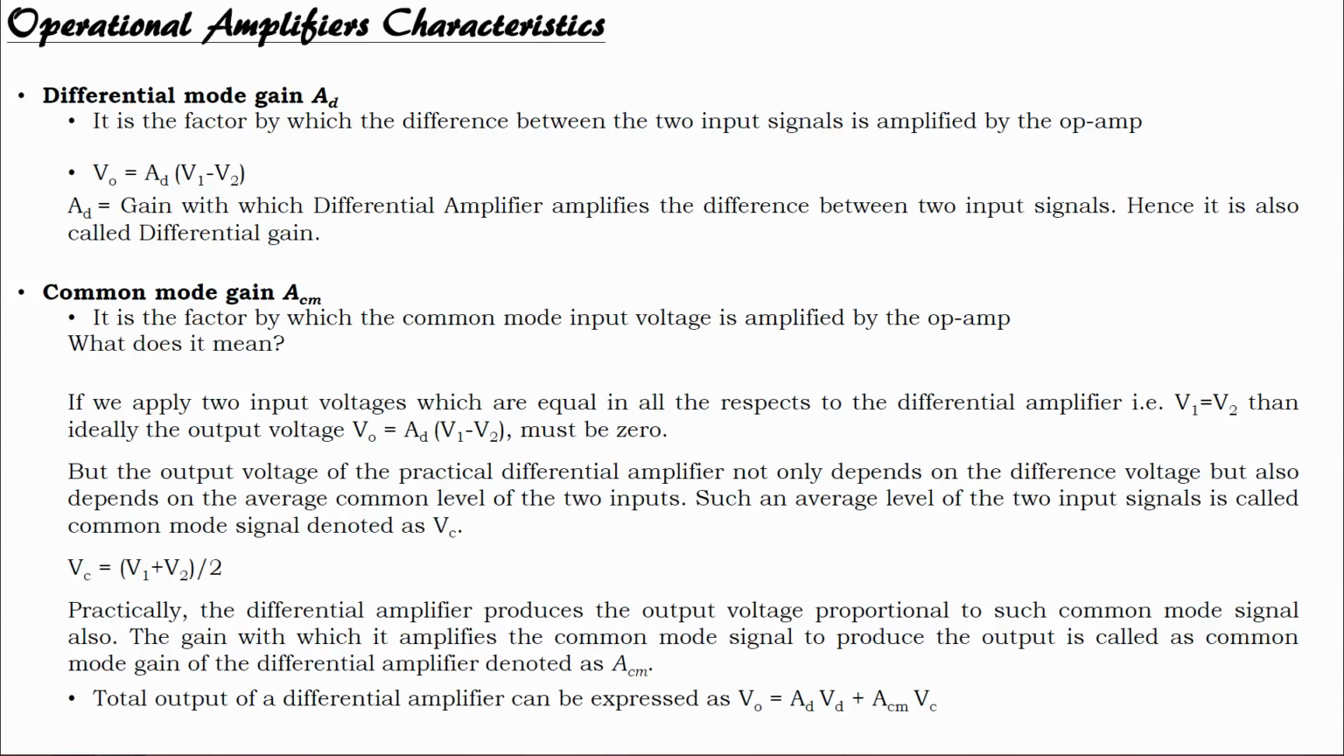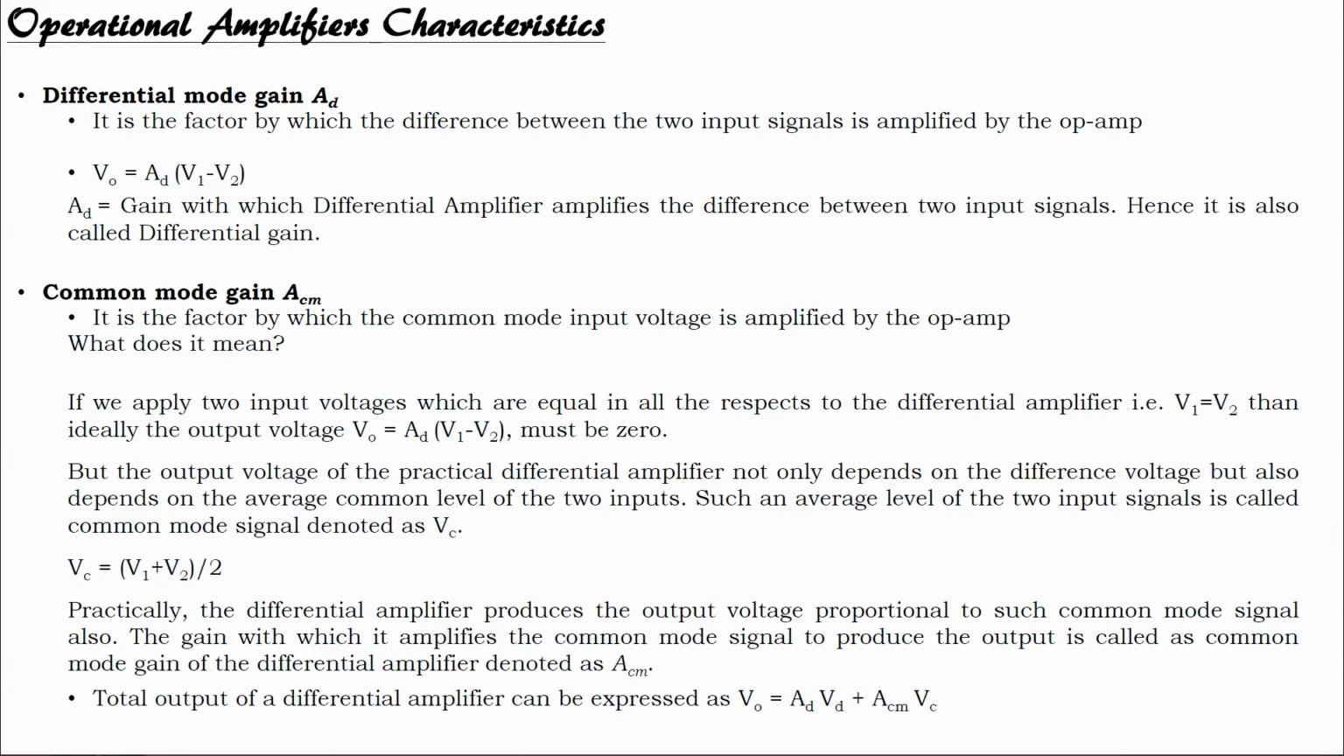But in practical op amps, the practical differential amplifier, the output does not only depend on the difference voltage, but also depends on the average common level of the two inputs. Such an average level of the two input signals is called the common mode signal, denoted by Vc or VCM, and this VCM can be found by the formula VCM equals V1 plus V2 divided by 2.